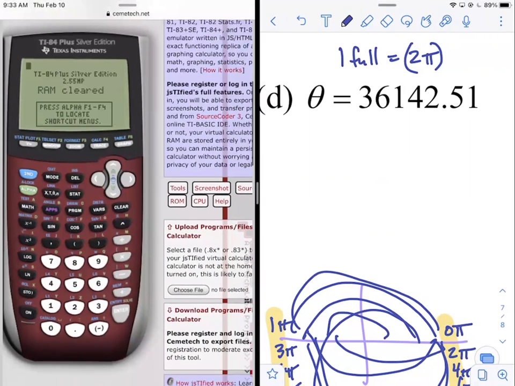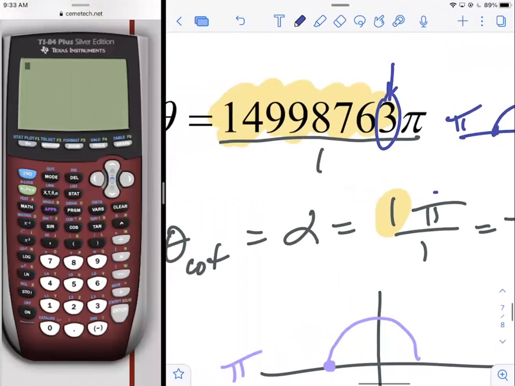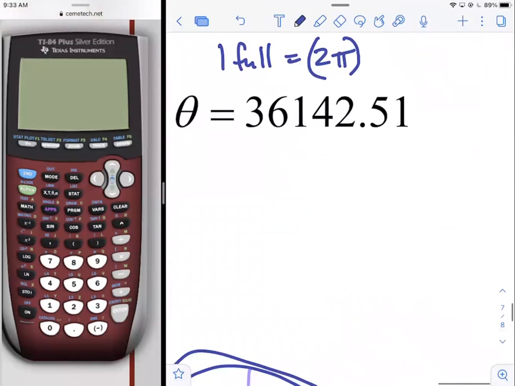Yes, but you got to divide by 2 pi, the quantity. So that's where you got to be careful, right? If you're being kind of cavalier, reckless, 36142.51, and you divide by 2 pi, right, like that, is that going to cut the mustard? No, that actually cuts the cheese.